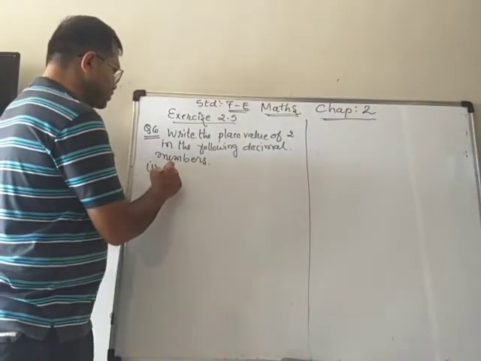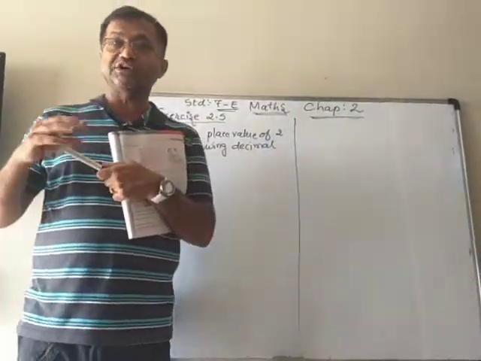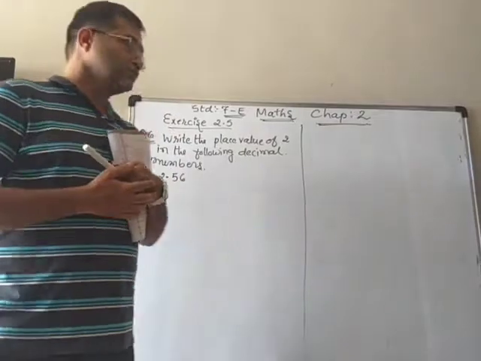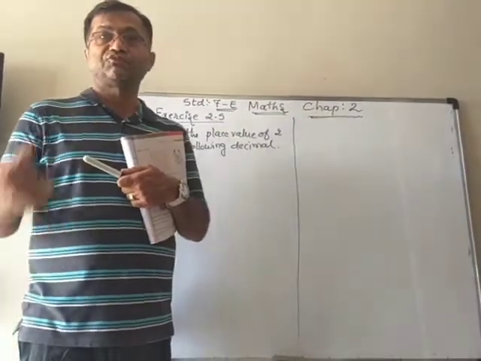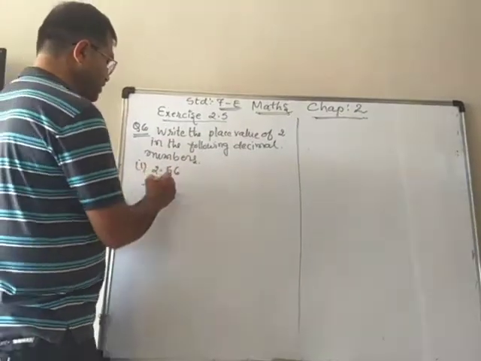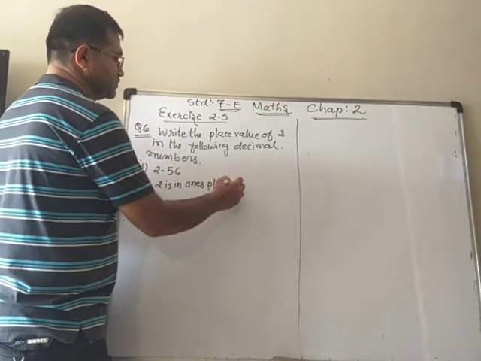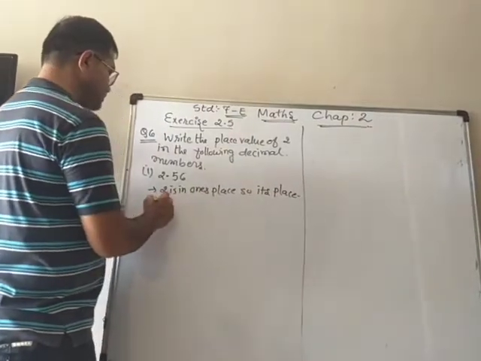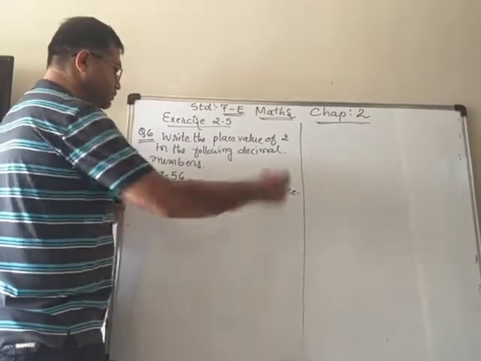First number is 2.56. First of all we have to check in which place number 2 is located. On the left of the decimal point, the first place is ones place. Here 2 is in ones place. So its place value is 2 multiplied by 1, which is equal to 2.